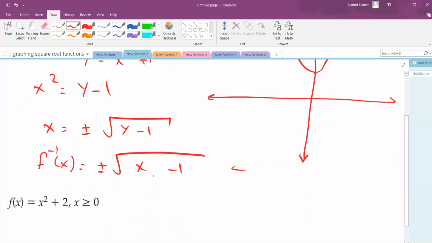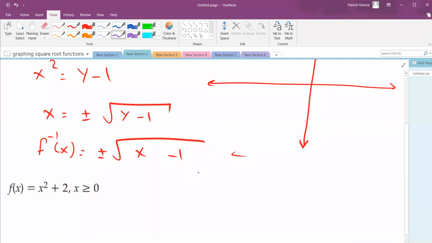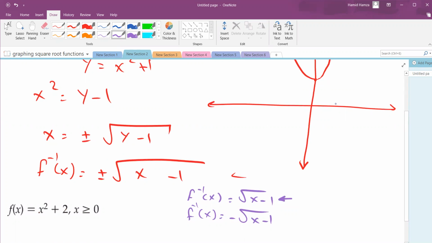So now what about the inverse? The inverse, guys, is two functions. That means f of negative 1 of x is root of x minus 1 and negative root of x minus 1. That means we have translated by one. If you want to graph this, it will be like this. So 1 unit to the right, so here, it will be like this. And the second one is the same, but I draw it down because we have a negative sign, so it will be like this.